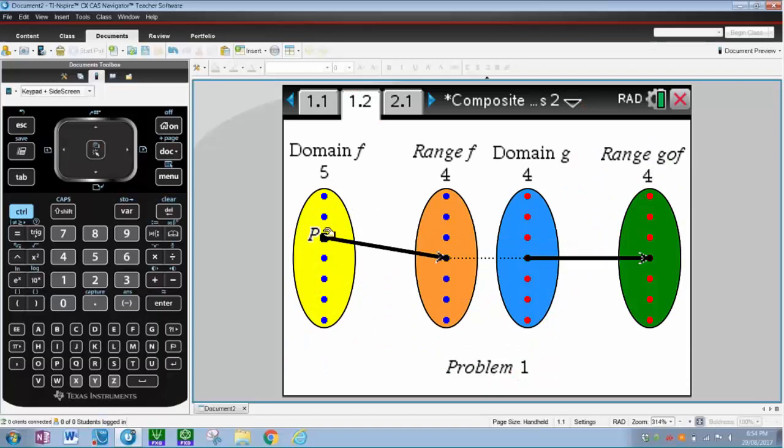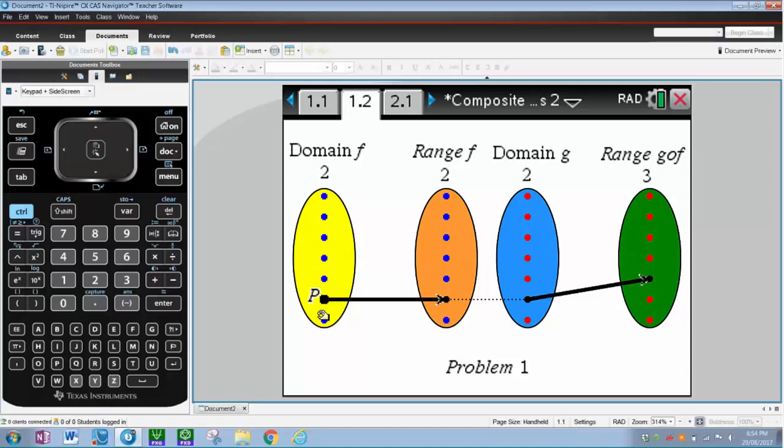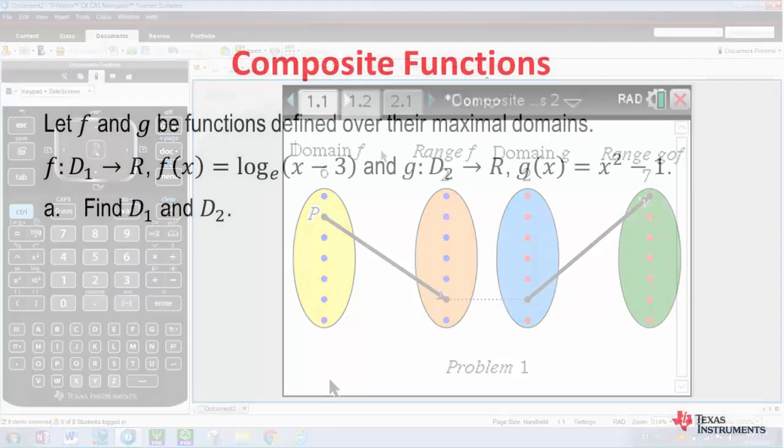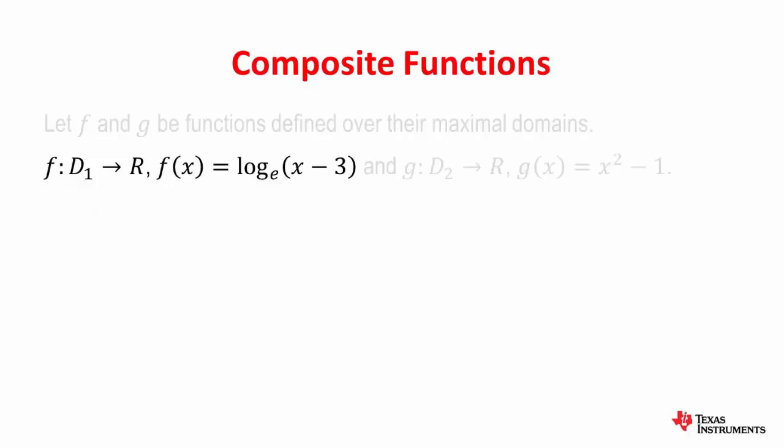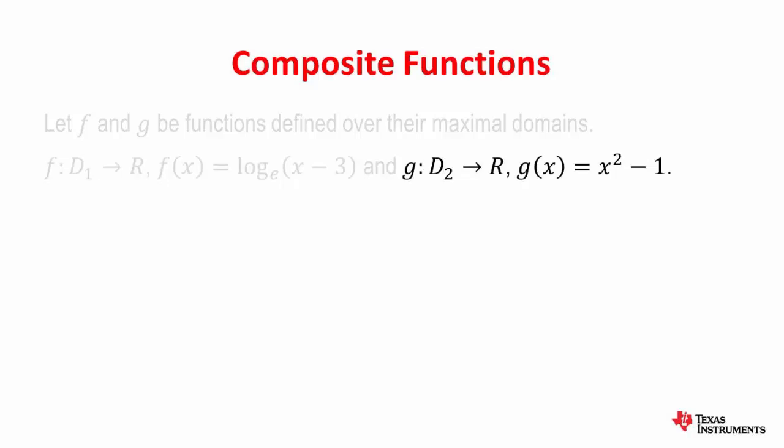A common examination question relating to composite functions involves taking two functions that have particular domains and then finding the composition of those two functions, as well as the domain that defines the composite function. In our example, we have f and g, which are functions defined over their maximal domains. f has a domain of d1, where f of x is log e of x minus 3, and g is a function that has a domain of d2, and g of x is defined as x squared minus 1.